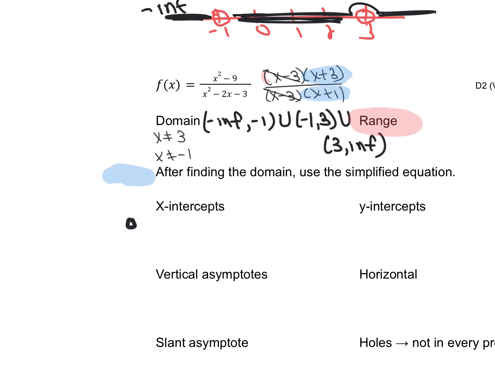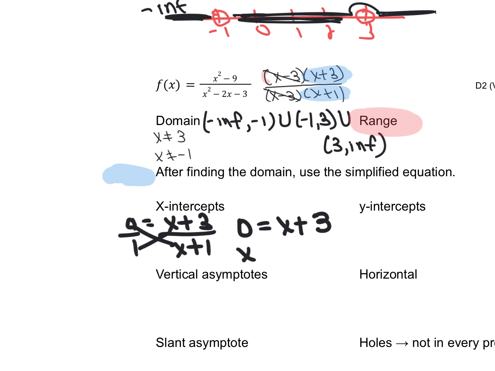So if we have 0 equals x plus 3 over x plus 1, we're not using that whole equation anymore. If we think about it as a proportion and cross multiply, 0 times that is going to be 0. 1 times x plus 3 is going to be x plus 3. So our x-intercept is at negative 3, and remember that that is an ordered pair. So our ordered pair is going to be negative 3, comma, 0.